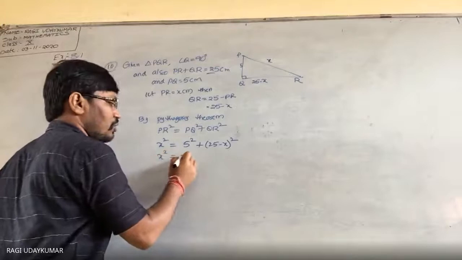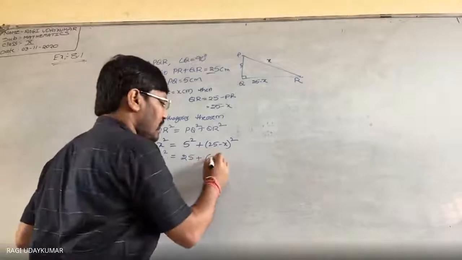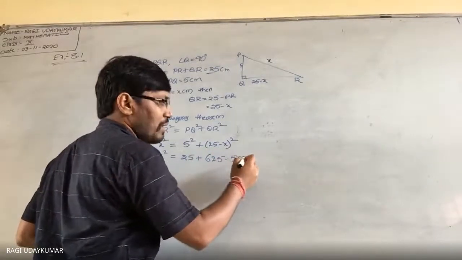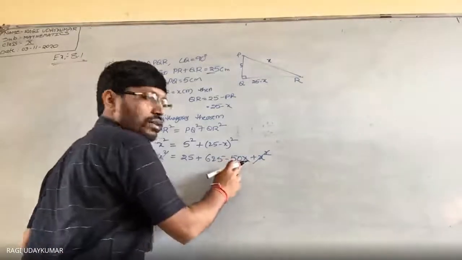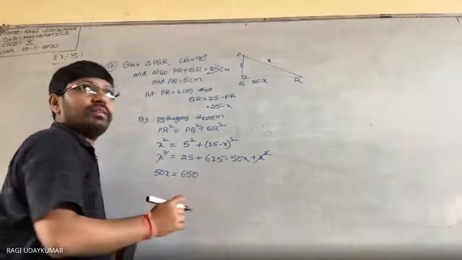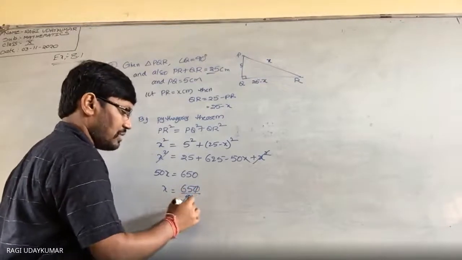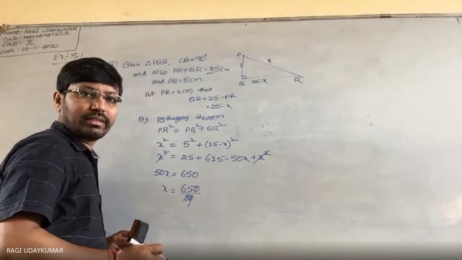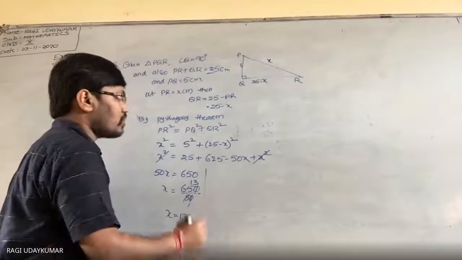So x square is equal to 25 plus 25 square, a minus b whole square expansion: 625 minus 50x plus x square. So x square will get cancelled, and here we are going to get 50x. So bring it here: 50x is equal to 650, that is 625 plus 25. x is equal to 650 by 50. Zeros cancel, 5 13s are 65, so x is equal to 13. So x is equal to 13. Therefore PR.